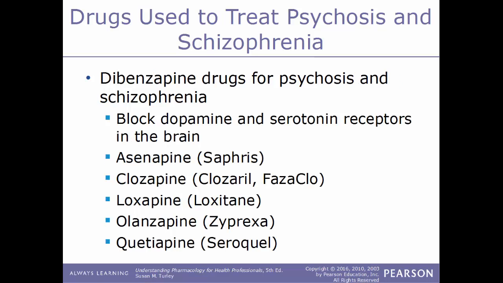Another category of drugs that are used to treat psychosis and schizophrenia are dibenzapine drugs, and these act because they block dopamine and serotonin receptors in the brain. Some examples of this category of drugs would be asenapine, also known by the trade name Saphris, clozapine, known by the trade names Clozaril and FazaClo, loxapine, known by the name Loxitane, olanzapine, known by the trade name Zyprexa, and quetiapine, also known by its brand name Seroquel.